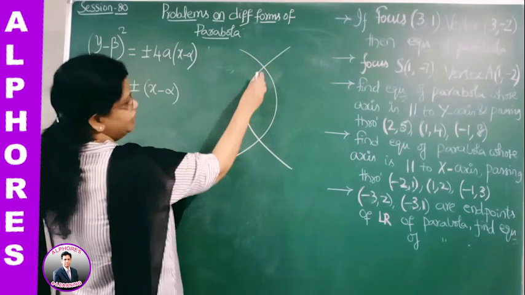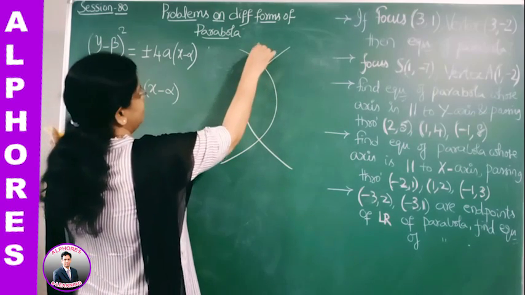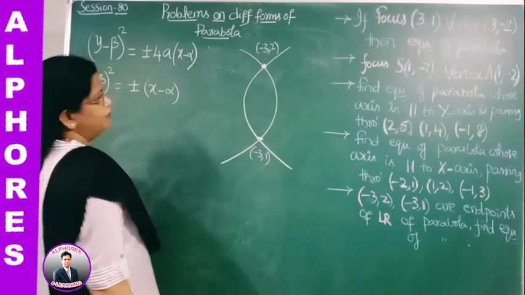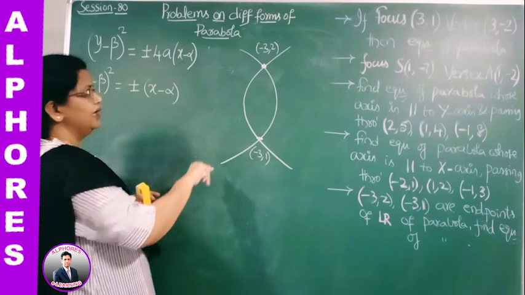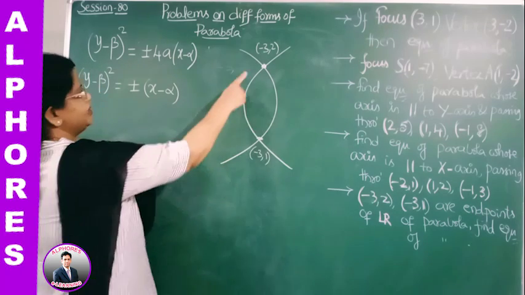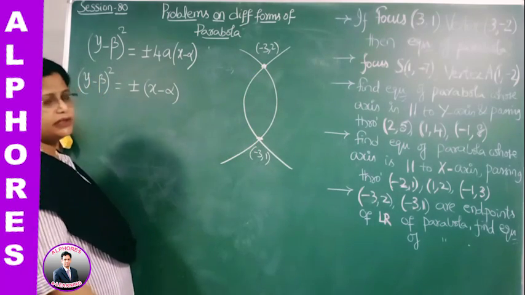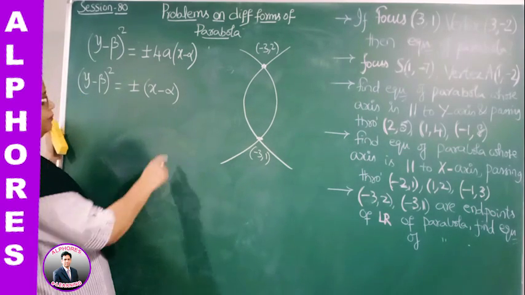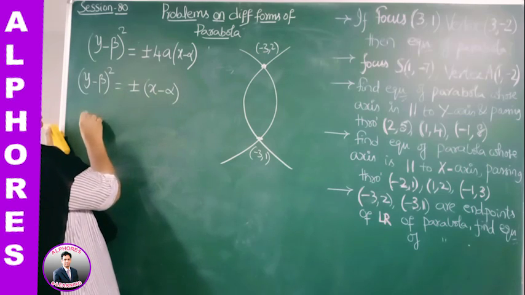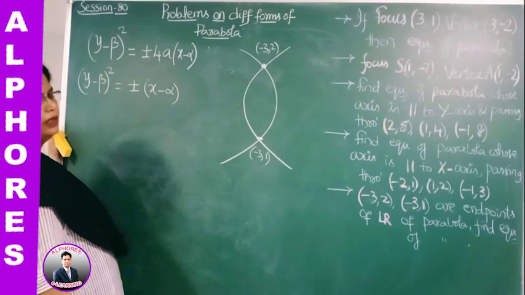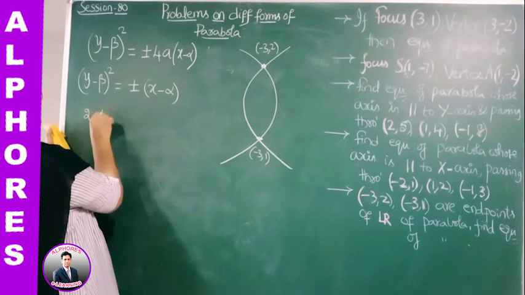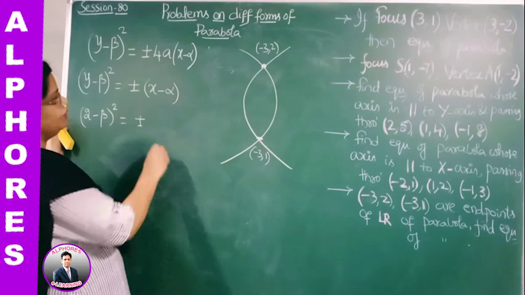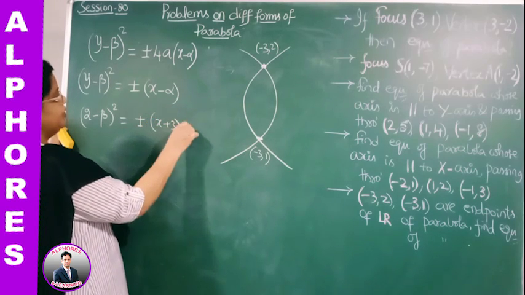So this is the nature of the parabola. One point is minus 3 comma 2 and the other point is minus 3 comma 1. But how are these 2 points? They are lying on the parabola. Understand? This point is on the parabola as well as this one also. So as the point is on the parabola, it has to satisfy the equation. So let us substitute. Once I substitute this point, y is 2, so it is 2 minus beta whole square, okay, equal to plus or minus x minus alpha, that is x plus 3. Suppose it is 1, right?